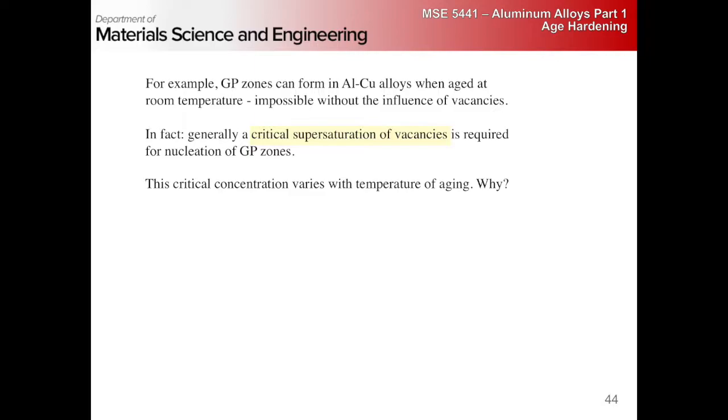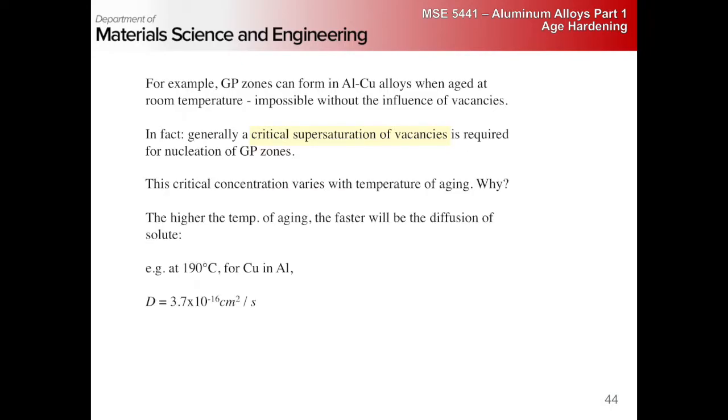So for some aluminum copper alloys, depending on the composition, they can age at room temperature. 2017 is an example of an alloy where this happens. This would be completely impossible without the enhanced mobility due to the vacancies. And so a key point that we want to get across is that in general you need a critical supersaturation of vacancies for the nucleation of GP zones. And the critical concentration is a strong function of your aging temperature.